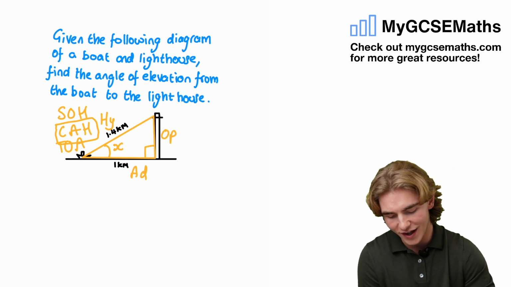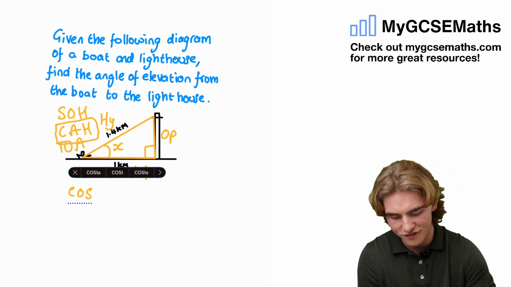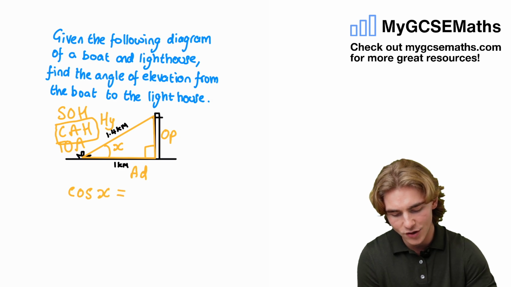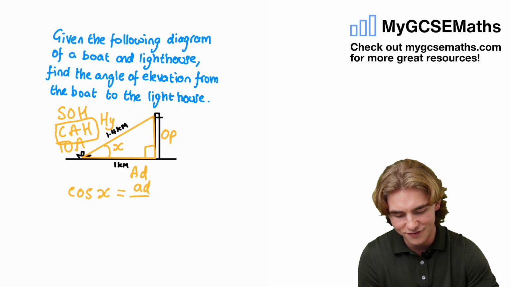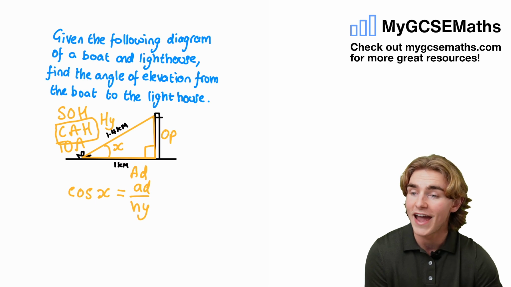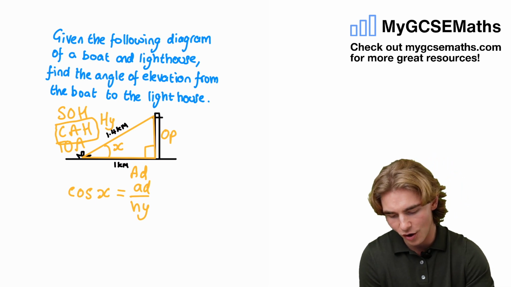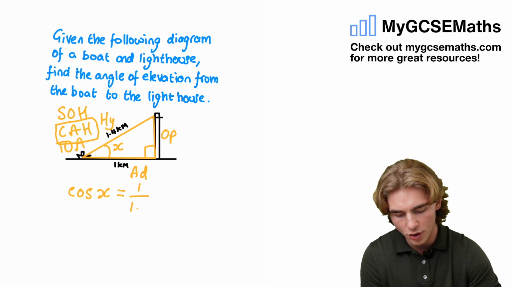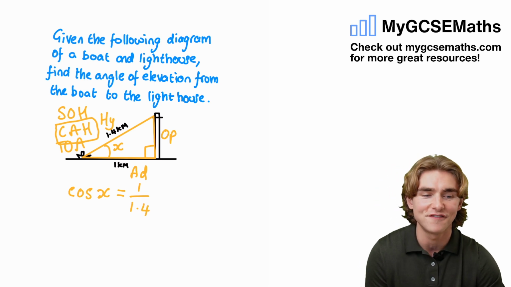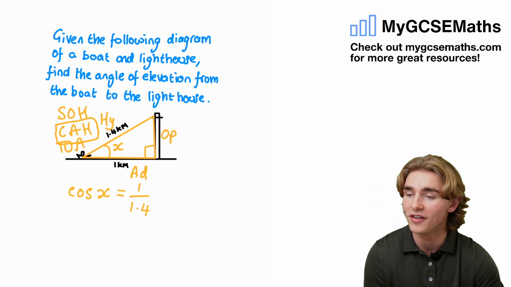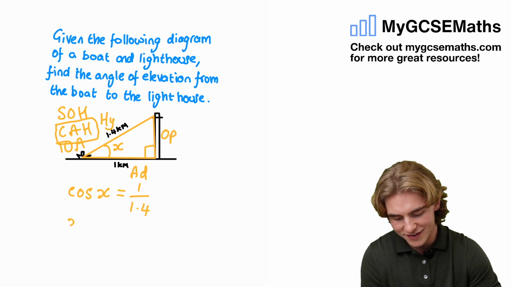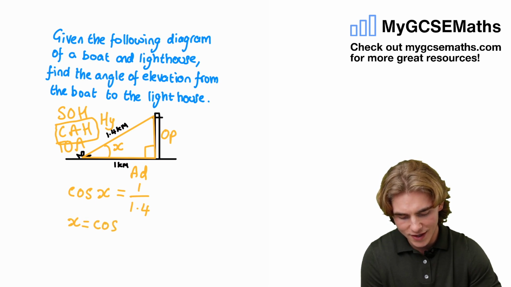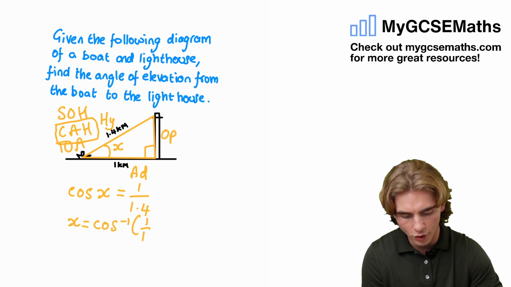What does car stand for, guys? It stands for cos of our angle, in this case x, is equal to our adjacent side divided by our hypotenuse. In this case, our adjacent side is the one next to the angle of 1, and the hypotenuse is the side length opposite the right angle. It is going to be 1.4. So we can say that cos of our angle is equal to 1 over 1.4, and from there, to find the size of x, we just need to do cos to the minus 1 of both sides. We're going to get that x is equal to inverse cos of 1 over 1.4.